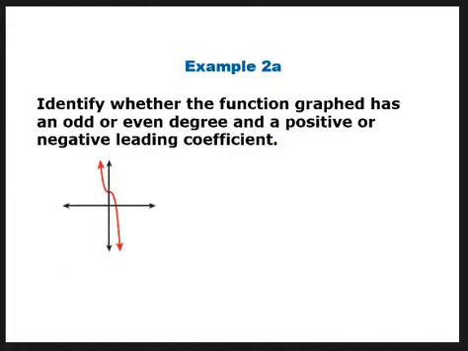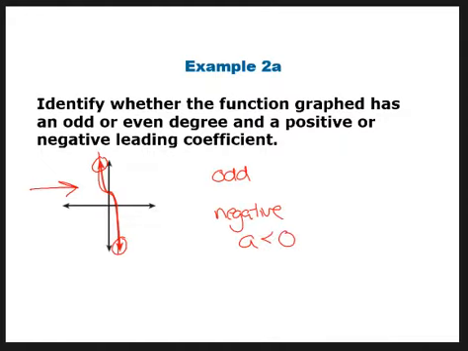All right, here's another example, just real quick. We're going to have something that has an odd degree because our ends are going in opposite directions. And if you look at this, as we read the graph from left to right, my graph is decreasing. So what that means is I have a negative leading coefficient, or A, as they referred to earlier, is less than 0. And that would probably be something that's in that x to the 3rd range again.